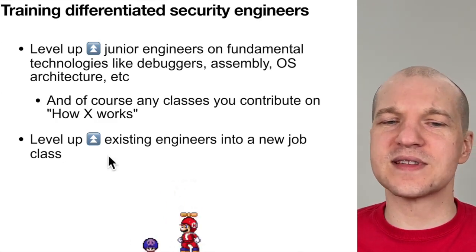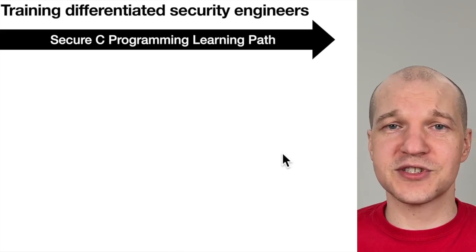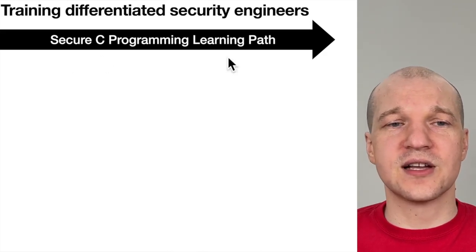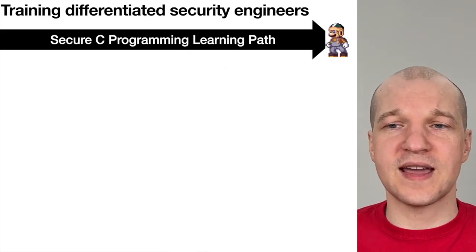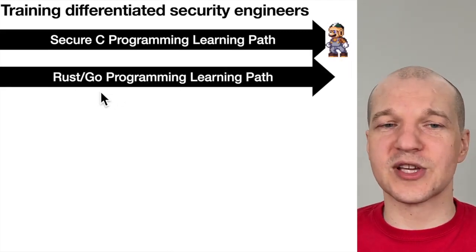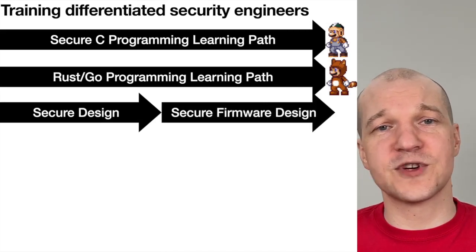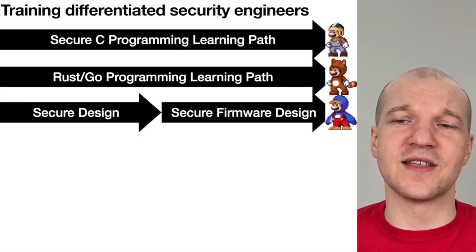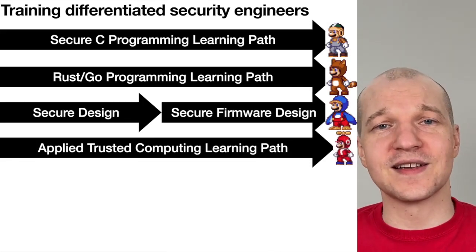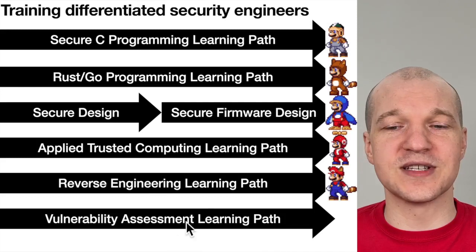But let's return to what about leveling up existing engineers into new job classes. Well, from Open Security Training, I was mostly just showing you the architectural security design track, but the intention is to have things like learning paths on C secure programming, and that'll get us one differentiated type of engineer, or learning paths on more secure programming languages like Rust and Go that give us a different engineer. Things like secure design, and then, for instance, secure firmware design, and another type. And applied trusted computing, I likes me some trusted computing, and you should too. That'll give us some more engineers, and of course the reverse engineering learning paths and vulnerability exploitation and assessment learning paths.